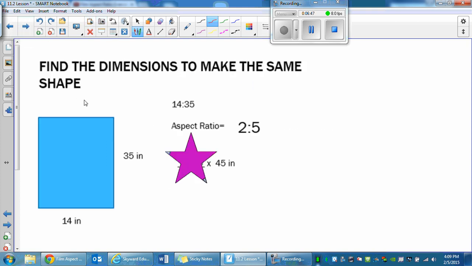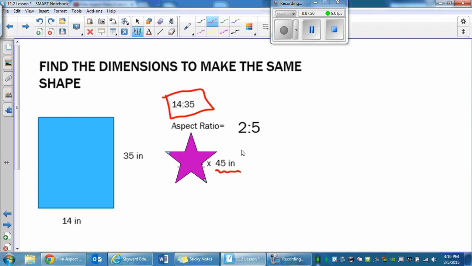Okay, so now we're going to find the dimensions to make the same shape. So here is the original size of the picture, 14 by 35. So then we found the greatest common factor, found the aspect ratio was 2 to 5. So now I want to make this picture bigger so that the height of the picture is 45 inches. So there are multiple ways you can think about this or go about this. I'll show you 2 different ways.